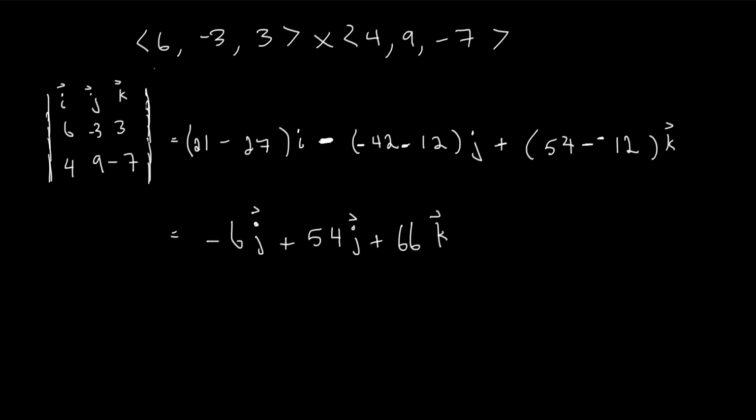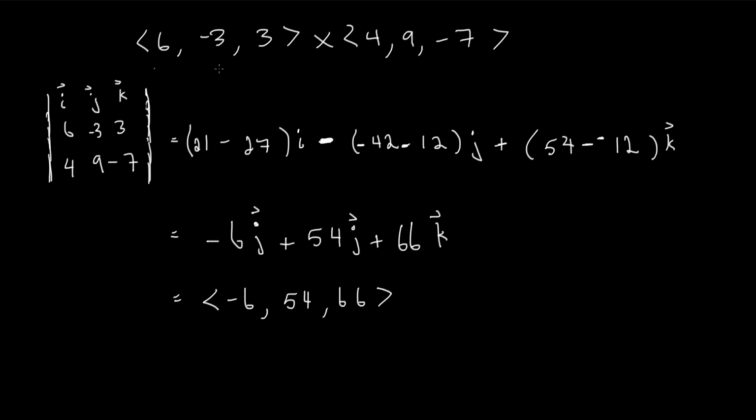66k. Let's go ahead and convert this vector into its component form. We got negative 6, 54, 66. There we go. This is the cross product of 6, negative 3, 3, and 4, 9, negative 7. I want to verify this. Does this vector have magnitude AB sine theta, and does it have direction perpendicular to the two original vectors?